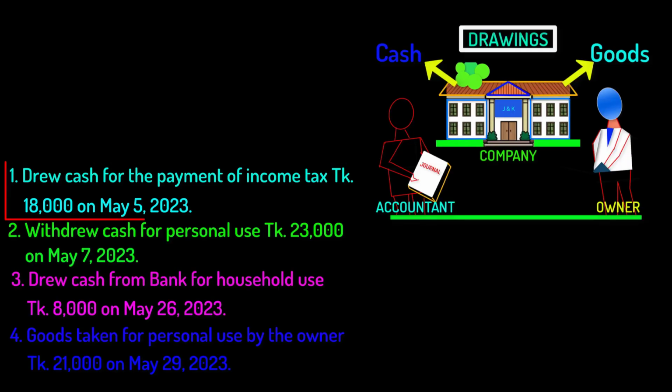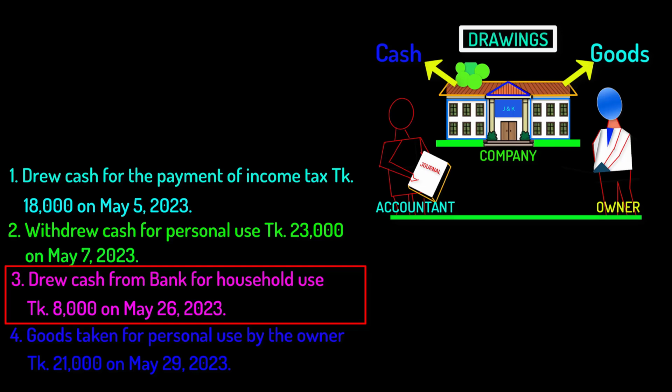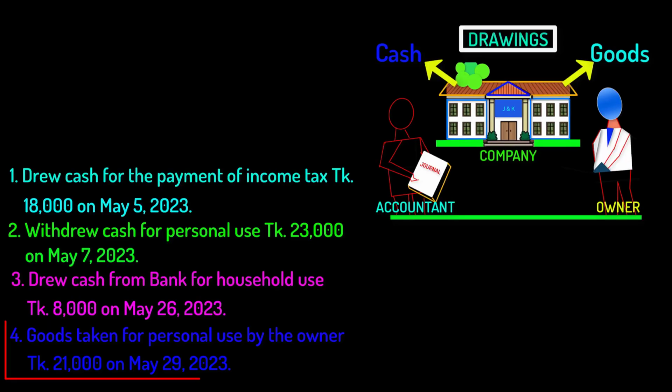Number 1. Drew cash for the payment of income tax Taka 18,000 on May 5, 2023. Number 2. Withdrew cash for personal use Taka 23,000 on May 7, 2023. Number 3. Drew cash from bank for household use Taka 8,000 on May 26, 2023. And number 4. Goods taken for personal use by the owner Taka 21,000 on May 29, 2023.